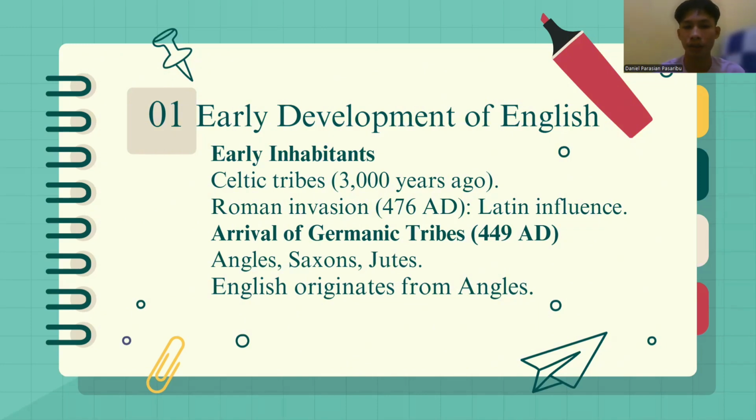The arrival of Germanic tribes in 449 AD. Germanic tribes, Angles, Saxons, and Jutes, migrated to Britain. They brought their own languages, which combined to form Old English. The name English itself derives from the Angles.